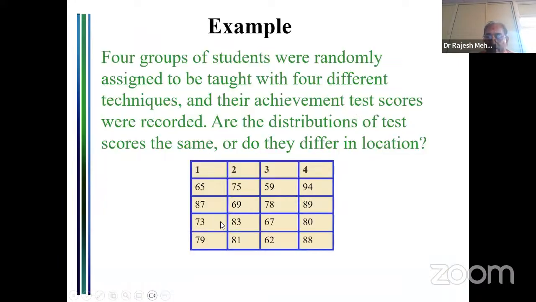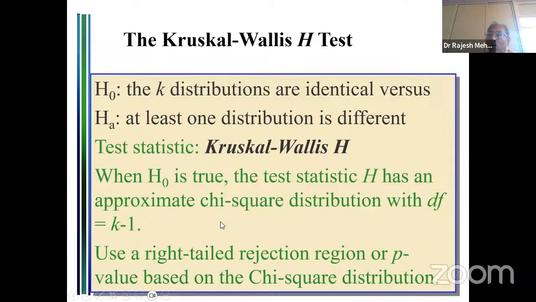And the degree of freedom in the case of chi-square, we keep column minus 1 multiplied by row minus 1. While in this case, how many samples are you having? The number of samples minus 1 is the degree of freedom in the case of the H test.